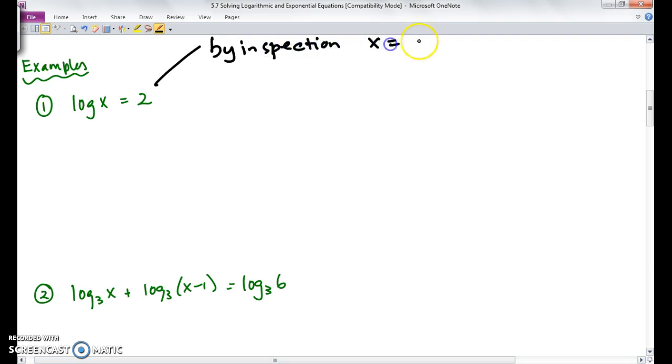When it's a pretty simple equation, lots of times you'll be able to just look at it and say, okay, yeah, x has to be 100. But let's say that you can't do it by inspection. The easiest way to do it is to change it into exponential form.